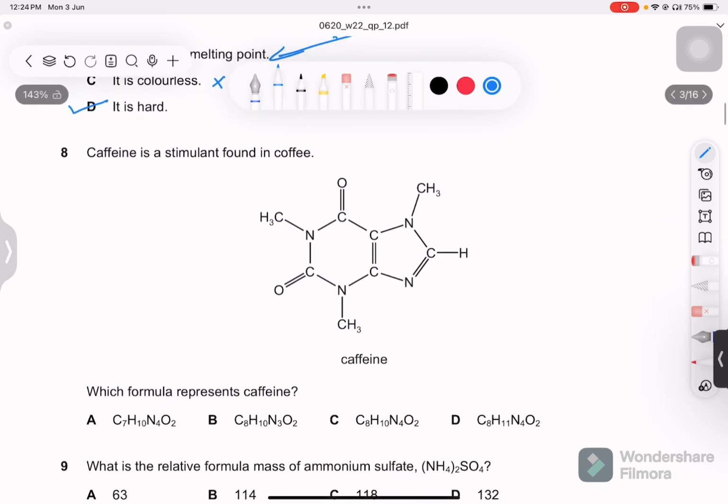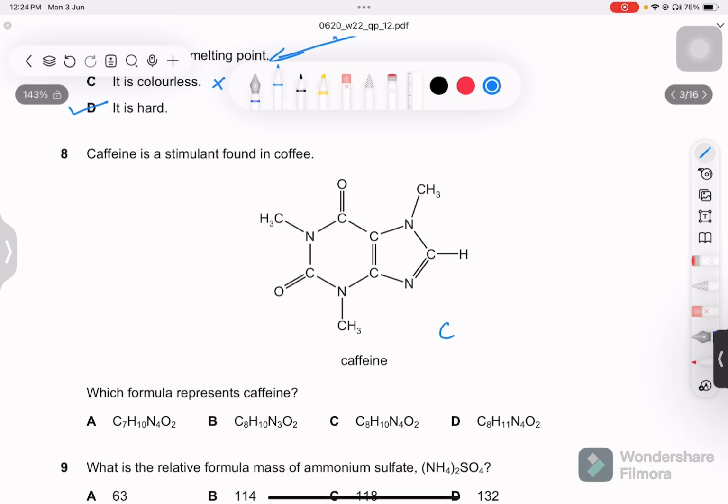Common sense. Caffeine is a stimulant found in coffee. Which formula represents caffeine? So this is a repeat question. I remember seeing this earlier too. So we just have to count the number of carbon atoms, the nitrogen and hydrogen and oxygen atoms. So how many C's are there? One, two, three, four, five, six, seven, eight. So C8. So option A is incorrect. And how many H? H we have 3, 6, 9, 10. So 10 H's. So D is incorrect. And how many N?